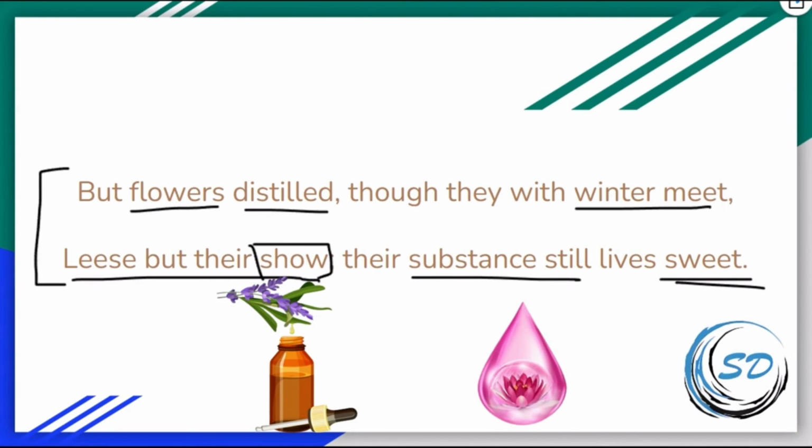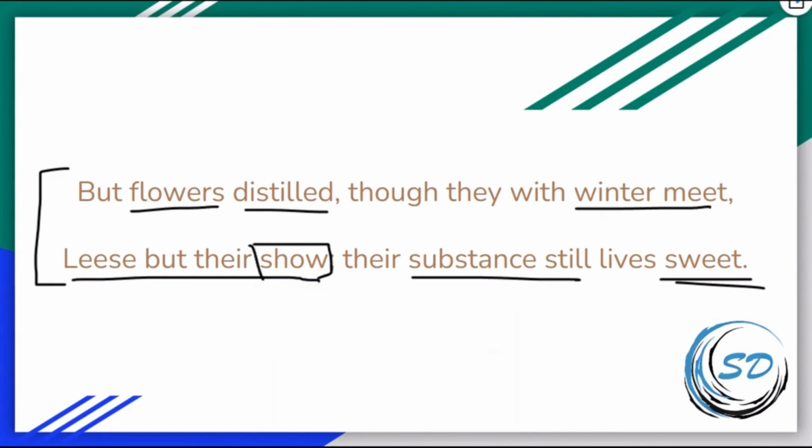In the final two lines of Sonnet 5, Shakespeare offers a glimmer of hope amidst the transience of beauty. He compares distilled flowers that, despite encountering the harshness of winter, retain their sweet essence. Similarly, beauty, though its outward appearance may fade, maintains its intrinsic sweetness and substance.